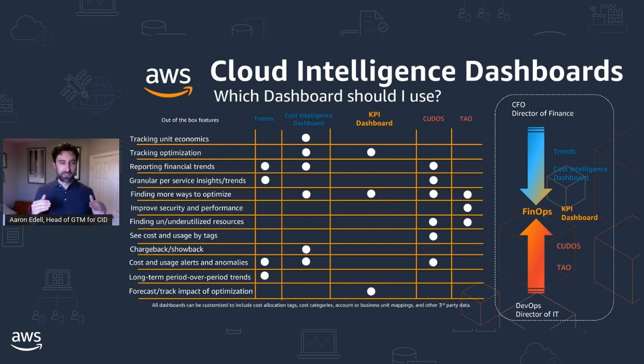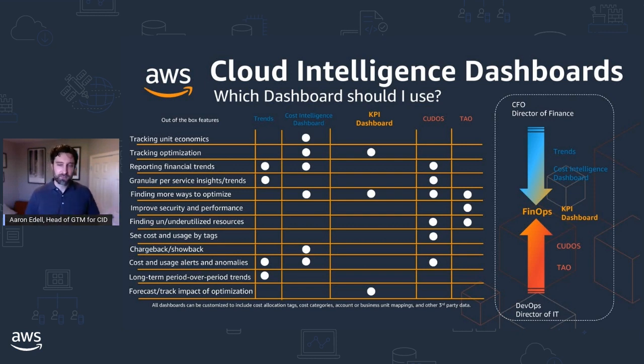Very, very resource-level granularity with the Kudos dashboard. And Tau, also very operational. Tau is a Trusted Advisor organizational view. So if you use the Trusted Advisor checks, you want to keep track of IAM key rotations. You need to know exactly where your underutilized and unutilized resources are, and how much they're costing you, so you can go and kill them. The Tau dashboard is what you're going to use. The KPI dashboard is right in the middle.